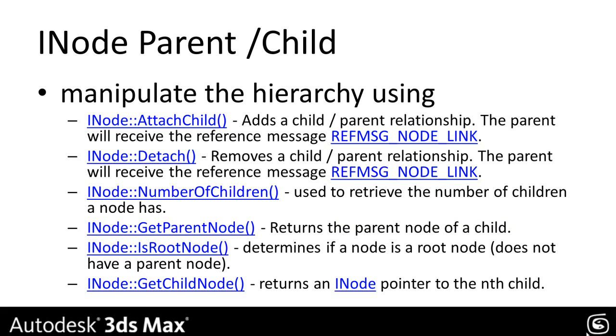So you can manipulate the hierarchy in this parent-child relationship using these methods. So there's attach child and then detach. All right. And then there's also the APIs that we've already looked at, the number of children. You can do things like get the parent node, is the root node, and get child node.